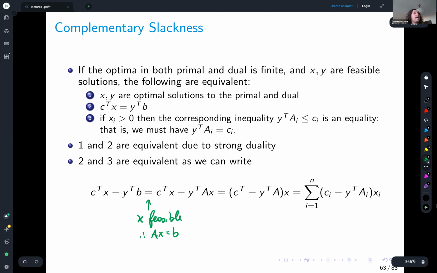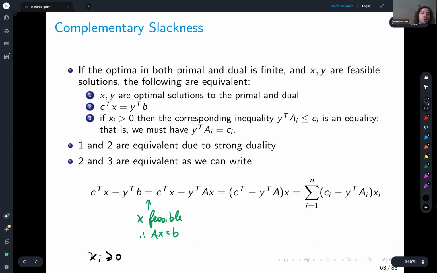So if I replace b by Ax, this is equal to c transpose x minus y transpose Ax. But now if I factor out x, what do I have? This is equal to c transpose minus y transpose A, times x. But now I can just write this as a sum over the coordinates. It's going to be the sum of all the n coordinates, with the i-th inequality here and x_i. Now notice that we know x_i is greater than or equal to 0, because it's a feasible solution.